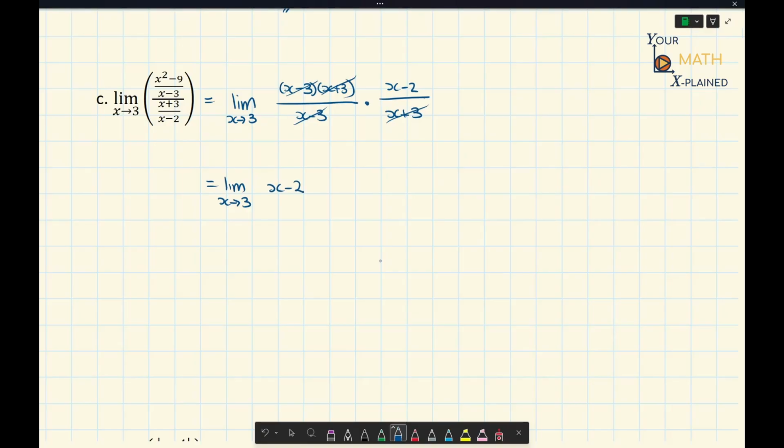And because 3 is within the domain of x minus 2, we can go ahead and substitute it in, and this is equal to 1.